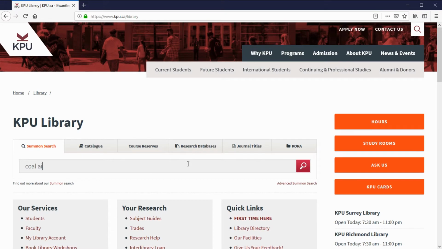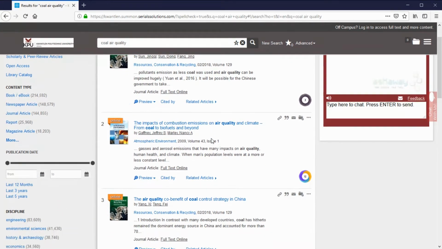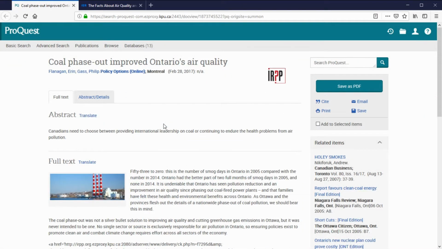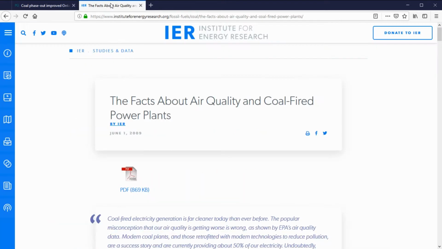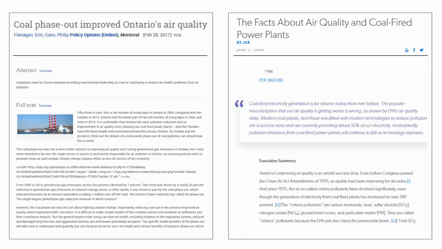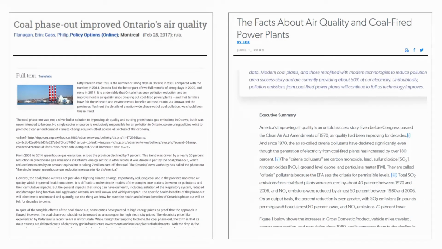After doing a quick search on the library website, you settle on what look like two interesting sources that seem relevant to your topic. The first source has the title Coal Phase-Out Improved Ontario's Air Quality and was published in Policy Options Online. The second source is entitled The Facts About Air Quality and Coal-Fired Power Plants, published by the Institute for Energy Research. On the surface, both of these sources present interesting and relevant information on the topic of the effects of burning coal on air quality.